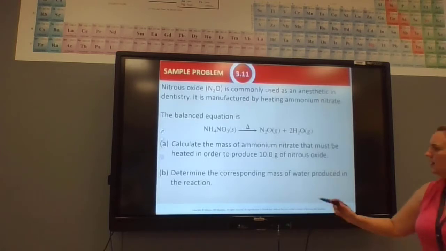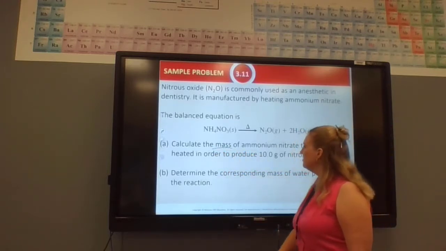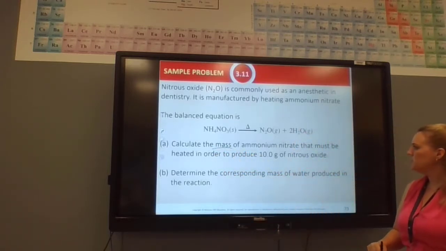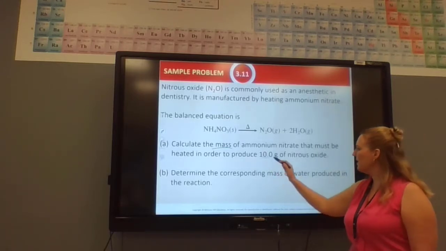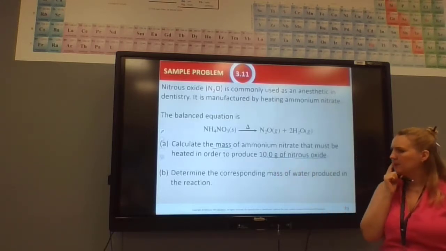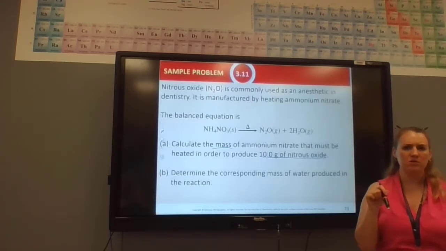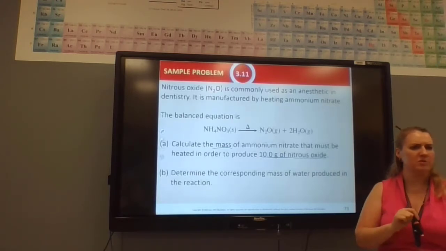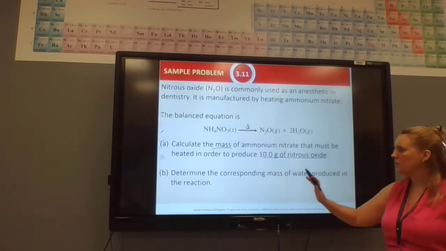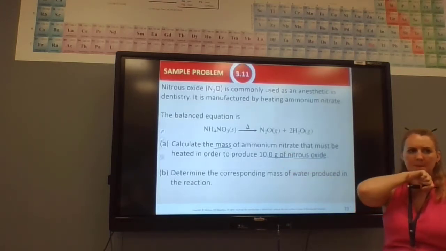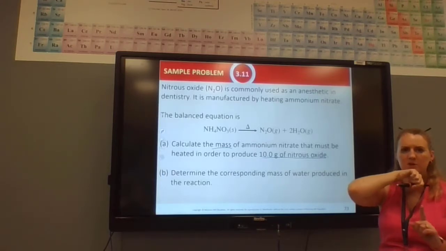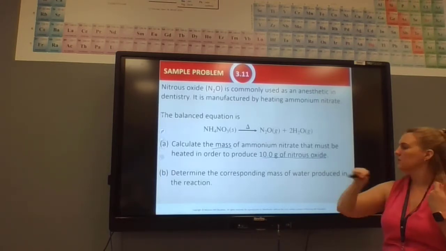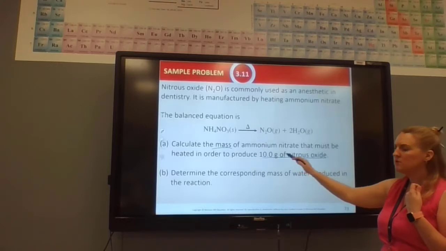Question is, calculate the mass, not moles, of ammonium nitrate that must be heated in order to produce 10 grams of nitrous oxide. So I'm not giving you moles. Can you use stoichiometric ratios in grams? No, I said earlier, disclaimer, you must be in what unit before you use the ratio? Moles. Can we get to moles? Yes. So what's our starting amount here for part A? First step is convert to moles. Convert what to moles? 10 grams of nitrous oxide.